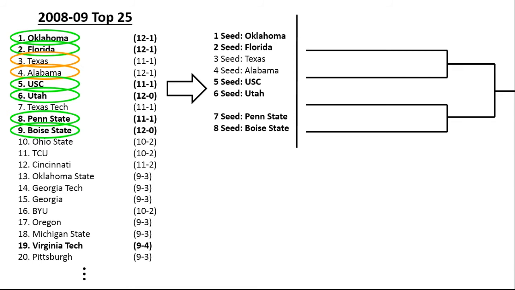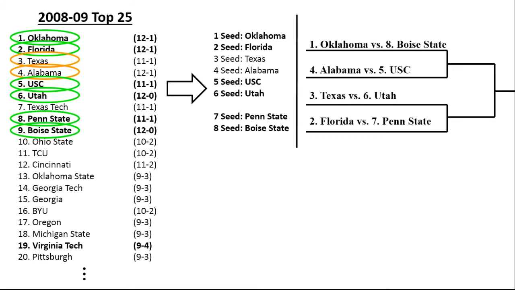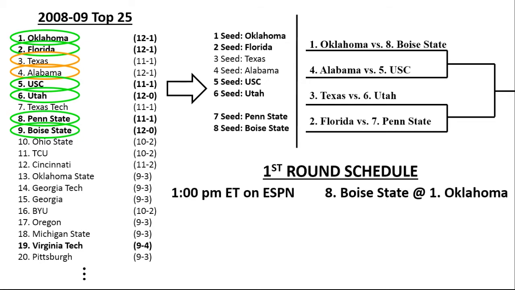So, anyways, once we have our matchups, we decide which teams host. So let's head back onto our time machine to Saturday, the 17th of December, 2008. The 1 versus the 8 game is the 1 o'clock game on ESPN. Oklahoma won its conference and is the higher seed, so they get to host Boise State.